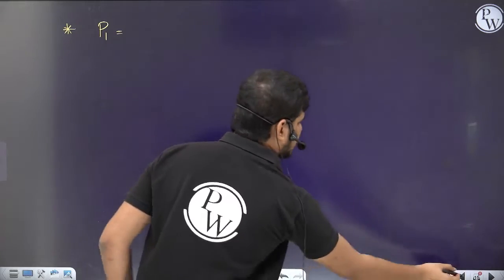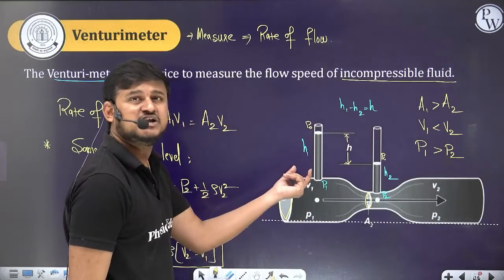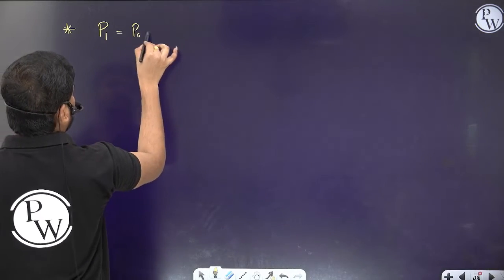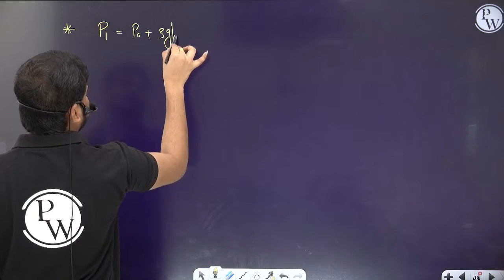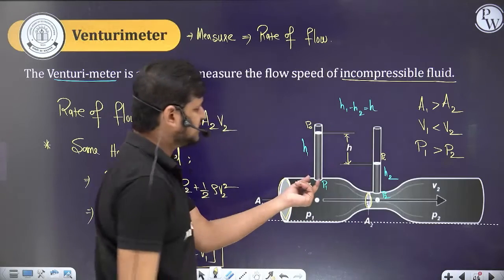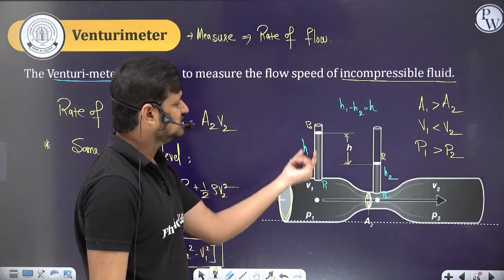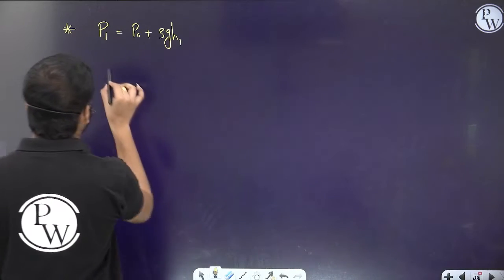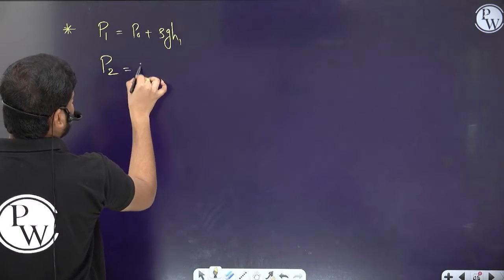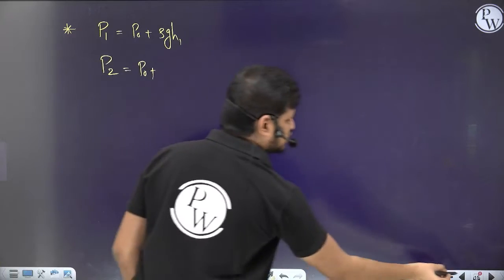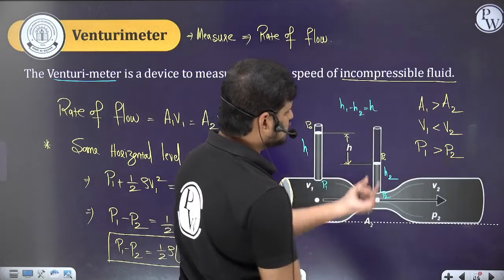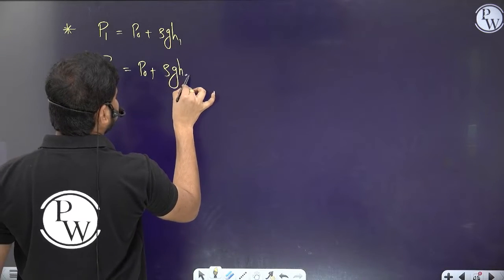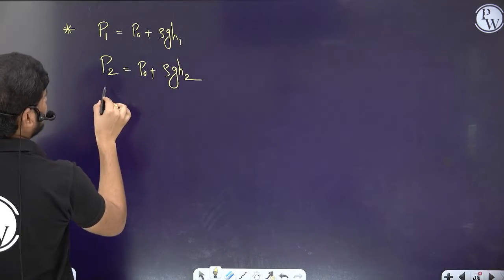So vertically how does the pressure vary? P0 plus rho g h, right? So P1 is equal to P naught plus rho g H1. Done. And here at P2 the pressure is equal to P naught plus, so it rose to a height of H2, so P naught plus rho g H2.